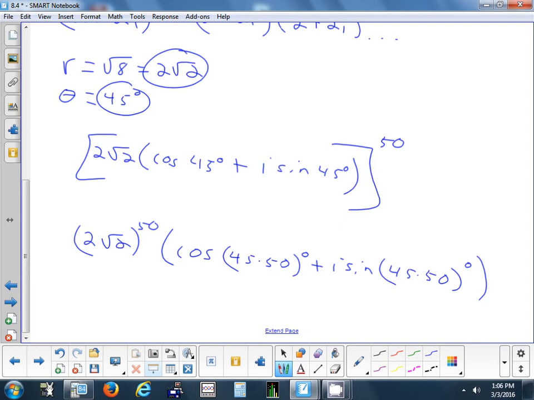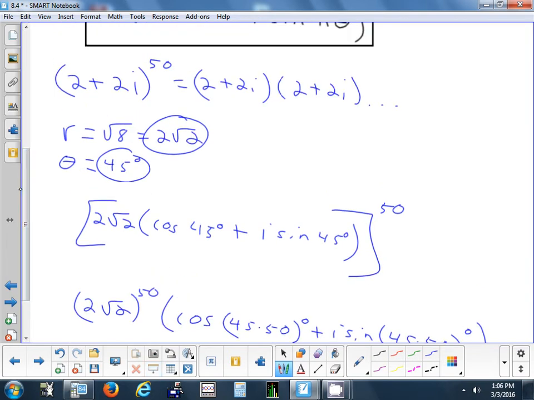Foiling it, you would have hundreds of multiplications to do, hundreds of like terms to combine. You're going to make a mistake somewhere. So this is the real advantage to using trig form. Somebody had asked me about that earlier.